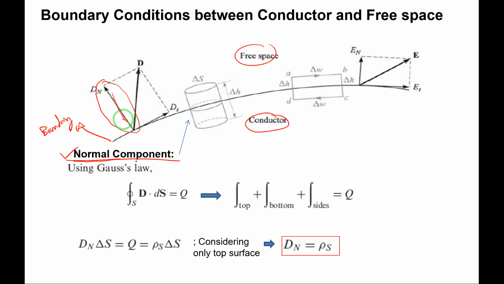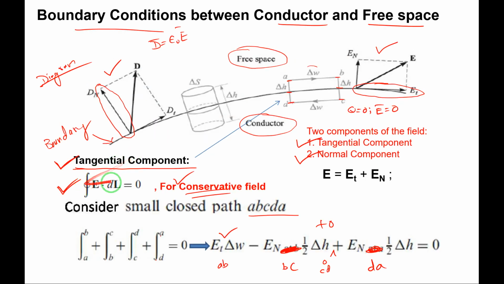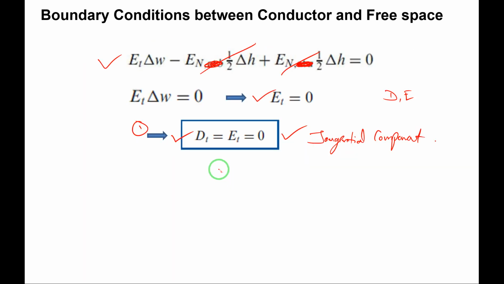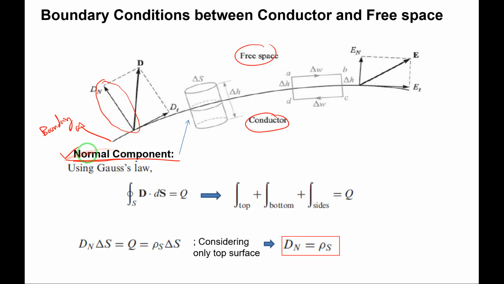So if this is the normal component, which is the best Gaussian surface? We will make use of Gauss law. Earlier, for the tangential component, we made use of the fact that the field is conservative. In order to derive the boundary condition of the normal component, we will make use of Gauss law. The normal component is perpendicular to the surface of the conductor. So we will take a cylindrical surface enclosing this.